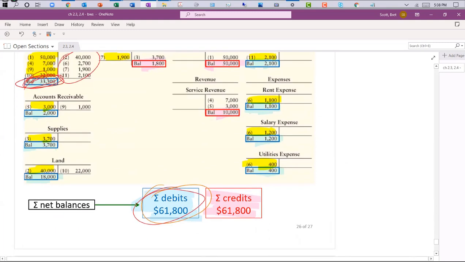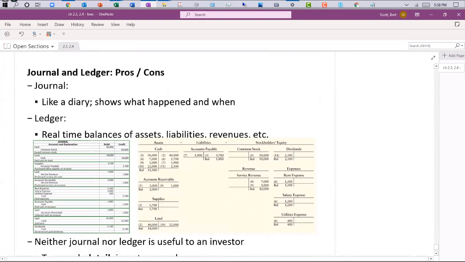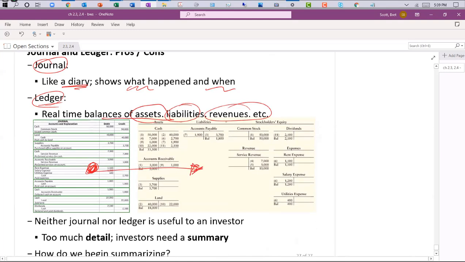The bottom line, when all is said and done, the journal shows different information than the ledger. The journal is a dear diary. This is what happened and when. The ledger is a real-time update of all what we own, what we owe, and all the other equity accounts. They work in conjunction. You start with the journal, you post it to the ledger, wash, rinse, and repeat. But realize that each one has its own purpose.